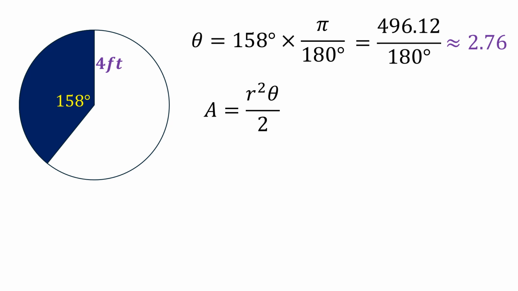First, we need the radius. The radius given is 4 feet. It's important for it to be given. If the given is a diameter, you have to take half of that. So the radius is 4 feet.